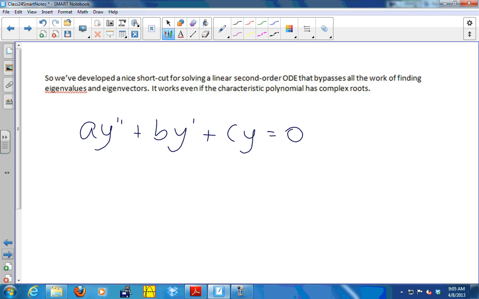So the question that a lot of people ask is, if we can do this, why do we bother with systems, right? Whenever you're dealing with a second order ODE, you can bypass changing it to a system and using eigenvalues and eigenvectors. But not every system can be converted back to a second order ODE. So we do need the methods we developed in systems for some systems.